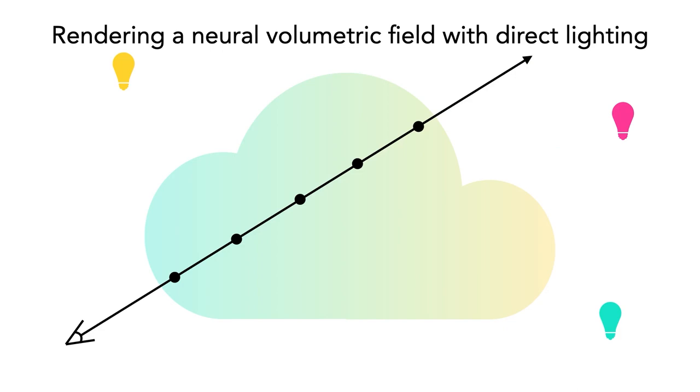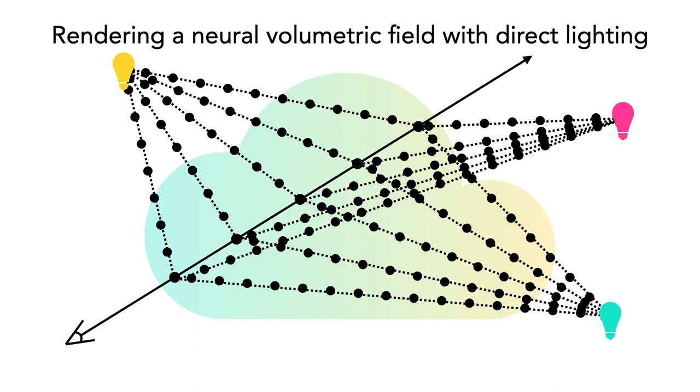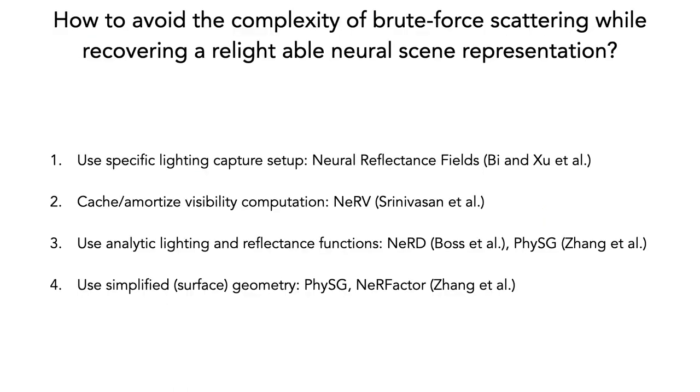Then, for each point, we must compute the visibility between that point and each light source by densely querying the network for volume density along each light ray. So keep in mind that each of these dots represents a full evaluation of a neural network, and that we have to do this procedure for every ray in a training batch for roughly 1 million training iterations per scene.